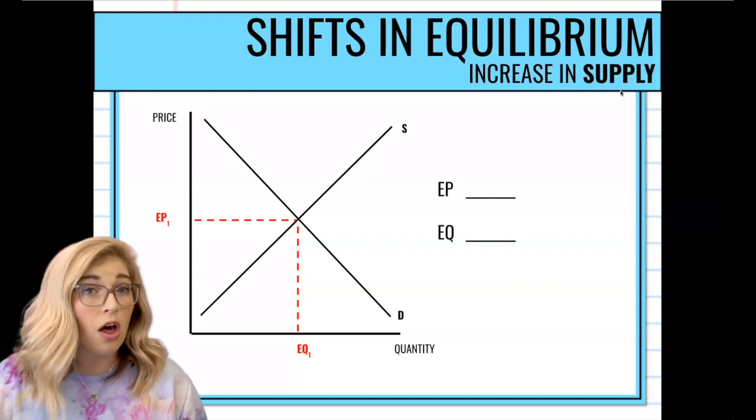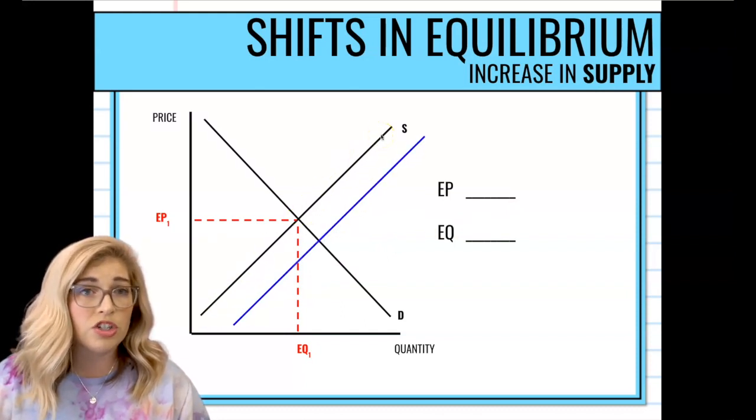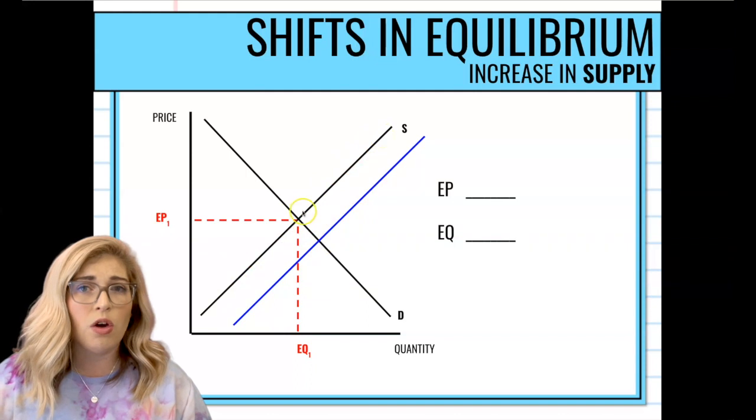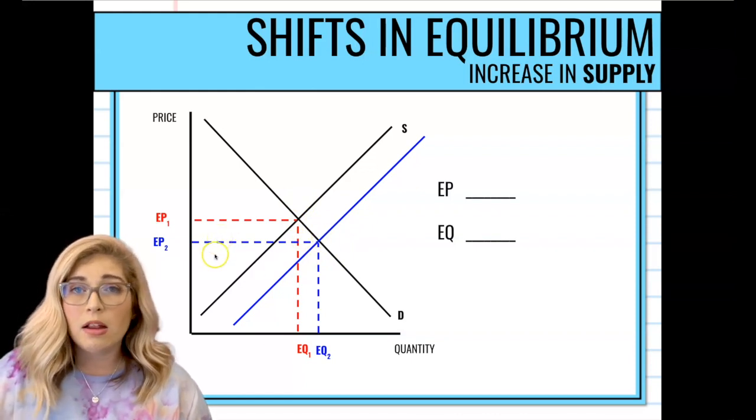Something that causes, other than price, our supply to increase. So we go to our supply curve and shift it to the right to show an increase. Again, we go from this point of equilibrium to our new point of equilibrium, shown by our blue lines. Now here's where we get a little tricky.